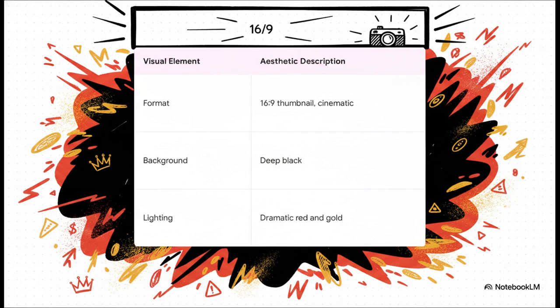Then, look at the background. That deep black? It's not just empty space. It's a deliberate void that pushes all the central action right into your face. And finally, the lighting. Check out that dramatic red and gold. Red naturally signals urgency, right? Danger, while gold signifies wealth and power. Put them together, and they instantly tell us that the stakes here are incredibly high.